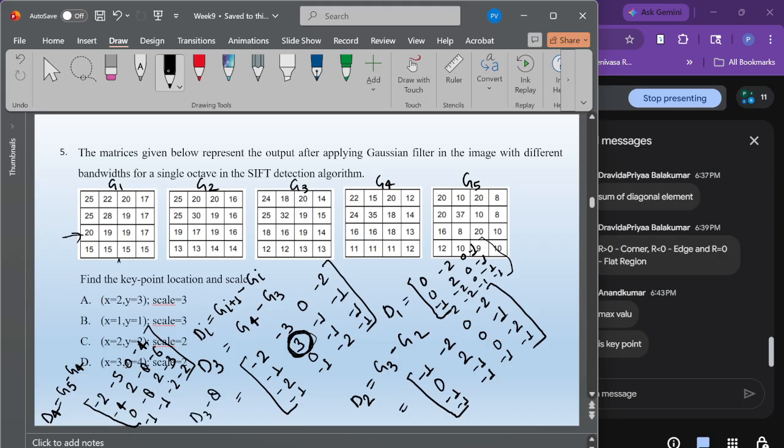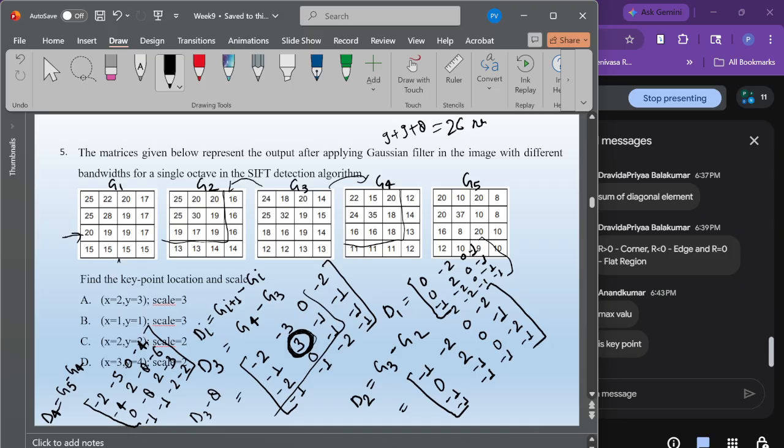And if you take the 3 cross 3 matrix in the layer below and the layer above, we are taking this center matrix, right? So here there are 9 values in the layer below, 9 values in the layer above, and 8 values in D3 because we are taking the maximum value out. So 9 plus 9 plus 8, it is 26 neighbors total.